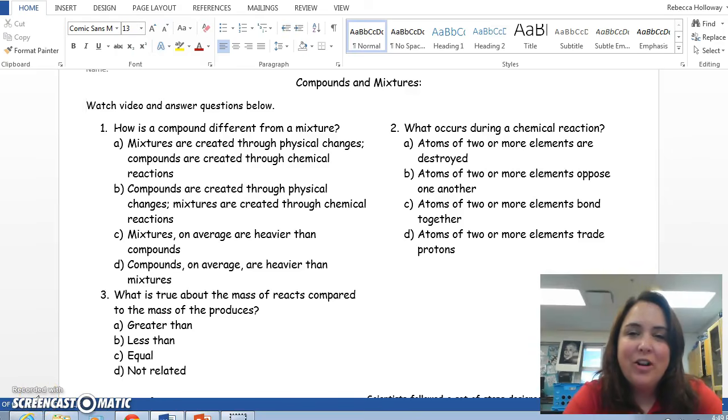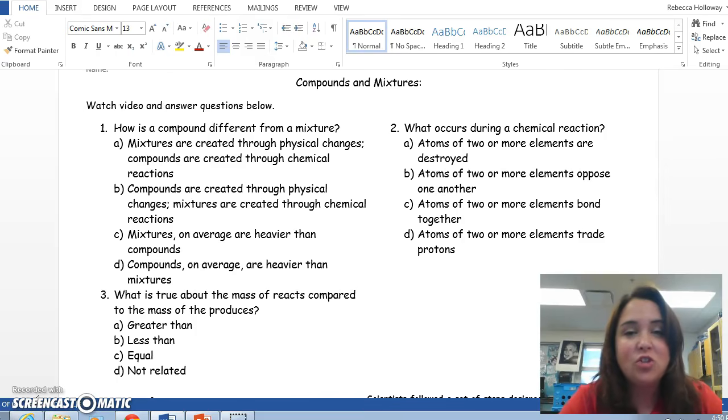Okay, so here's a review for compounds and mixtures. And basically, we've covered this. We really spent one day, so if you missed a day, this may be a reason why you're here. A compound is defined as a substance that is made up of two or more elements that are bonded together.